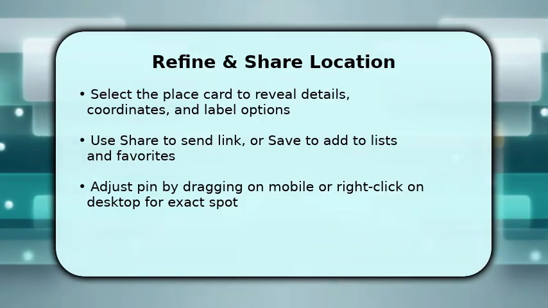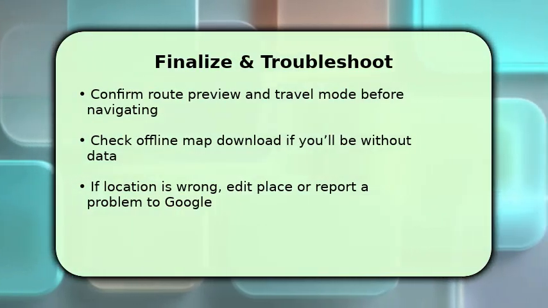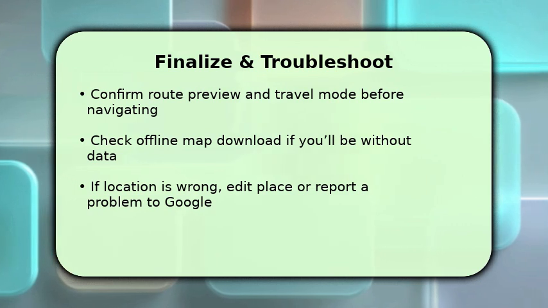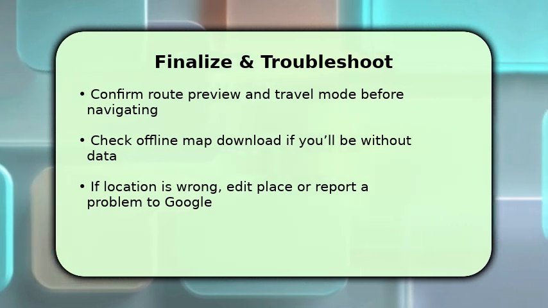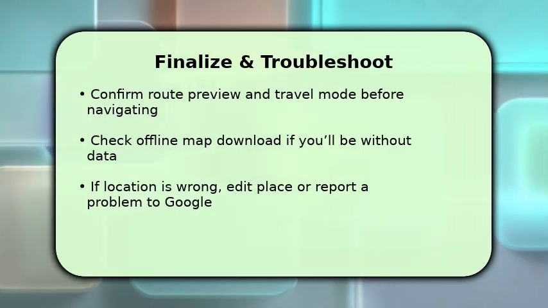You finish by confirming the route and travel mode. This ensures travel time and directions match your needs. If you'll lose data, download the offline area so the map still works. When sharing, test the link quickly to confirm it opens at the right pin.